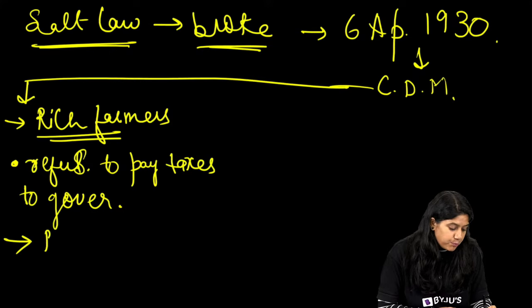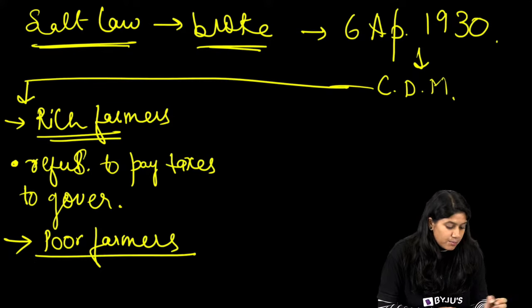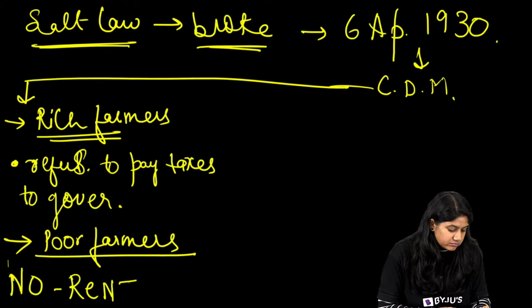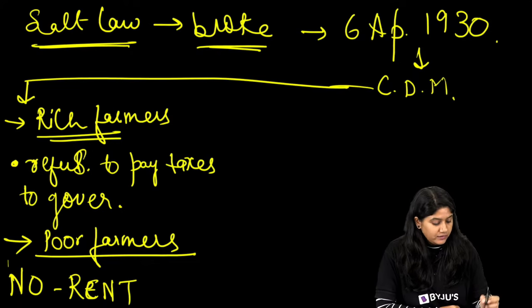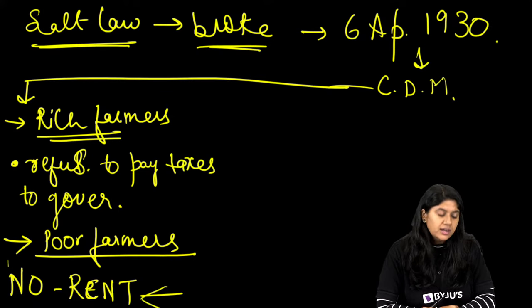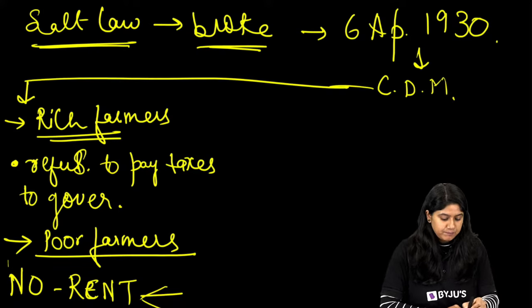Then of course we have the poor farmers. Yes, the poor farmers said that we will not be giving rent. The no rent campaign, right? They're running their own thing. They're running their no rent campaign. They don't want to give the rent to the landlords because they don't have the money.